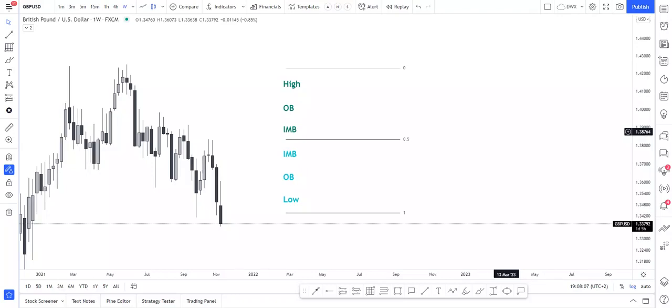Welcome to lesson 2 as part of the mini series lessons. Today we'll be looking at high time frame liquidity, namely the weekly, and how the weekly has an important role to play in the way we trade.